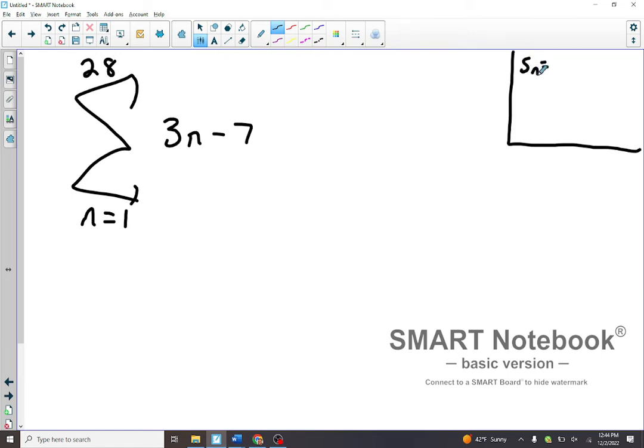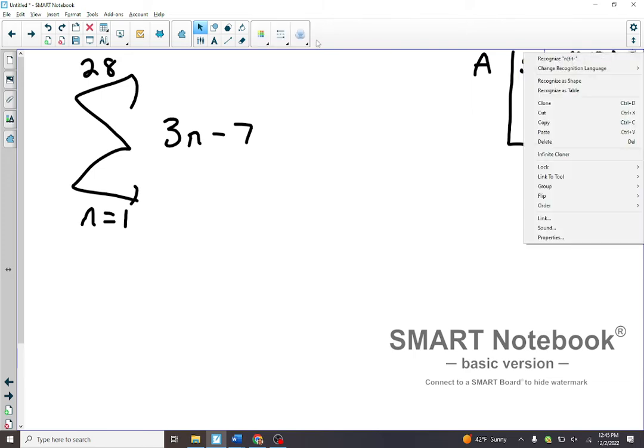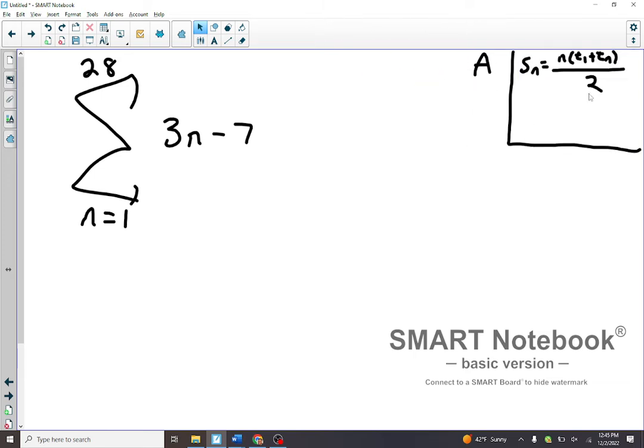So the formula for this one, for the sum of the nth step for arithmetic. That's for arithmetic. S, the sum for the nth step, is going to be n times T1 plus Tn over 2. That's to find the sum, which is just the 3n minus 7.